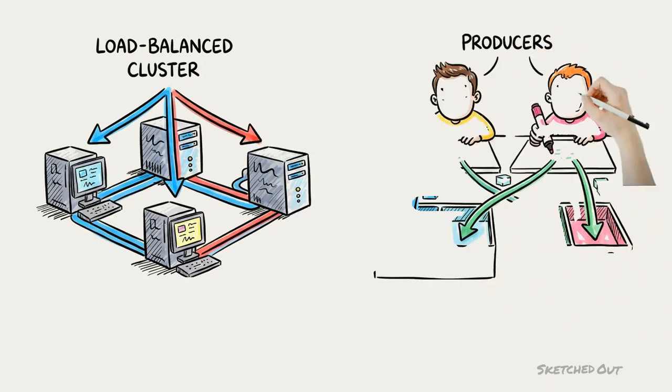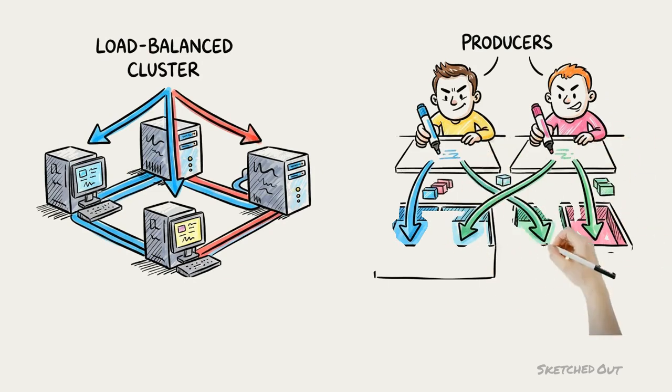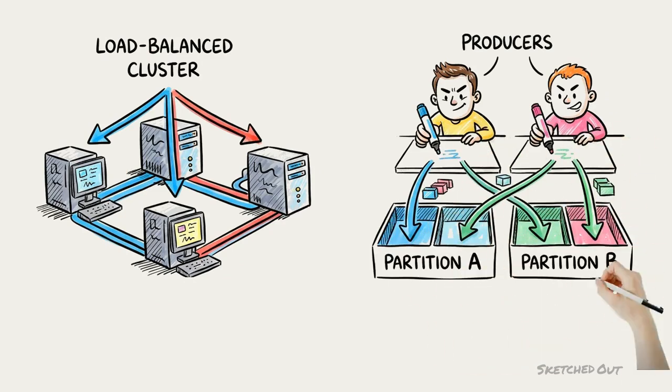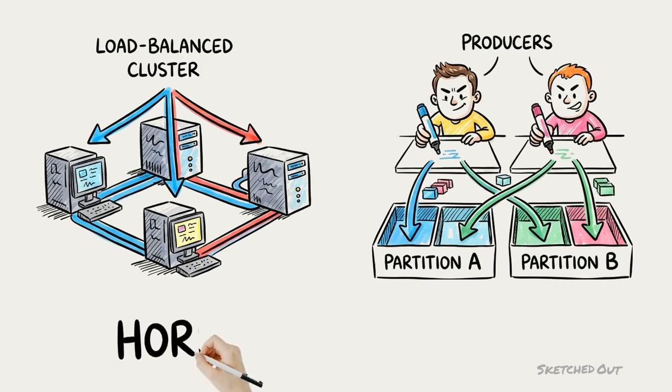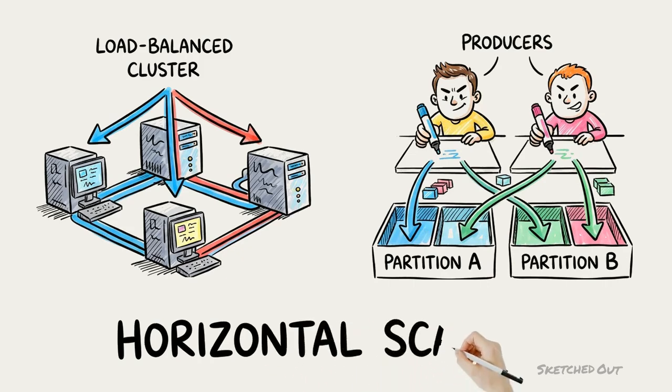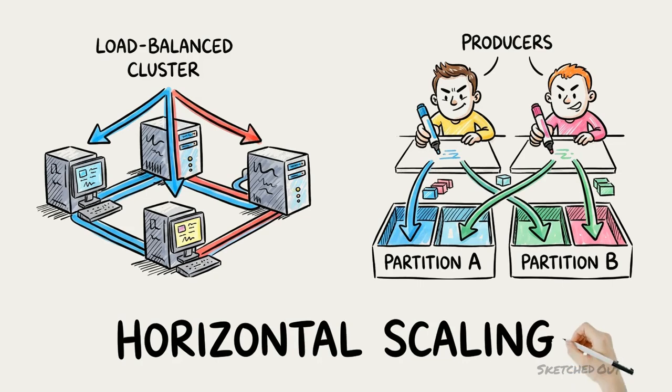One producer writes to partition 0, while another writes to partition 1 at the exact same time. Add more partitions across more brokers, and you add more disks, more network bandwidth, and more parallel writes. That is horizontal scaling, and it is the reason Kafka can handle enormous traffic spikes without collapsing.